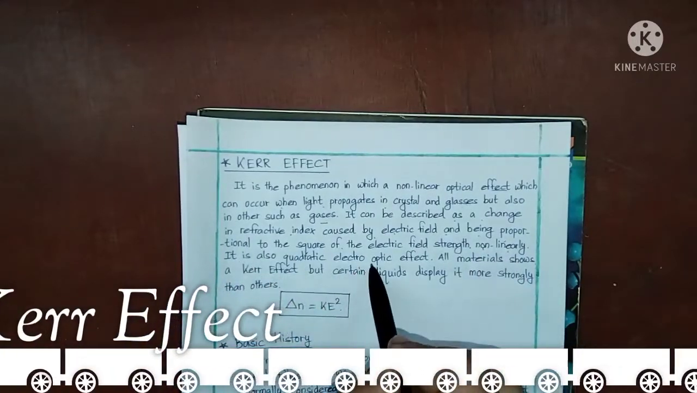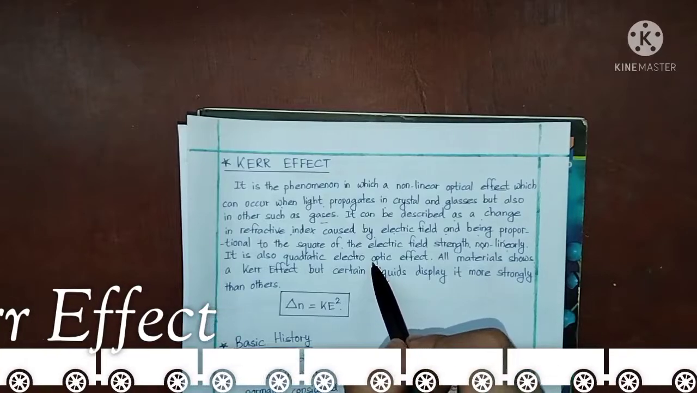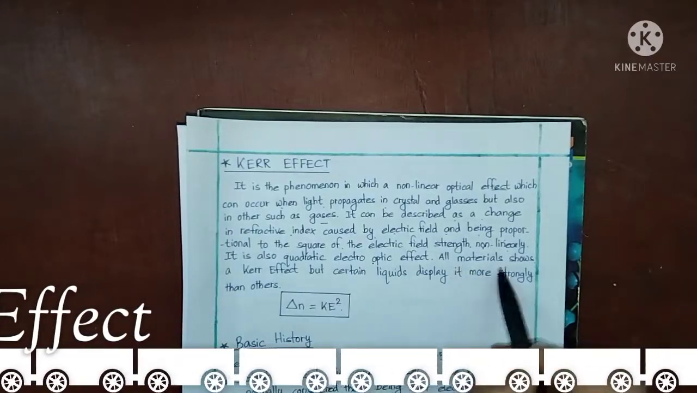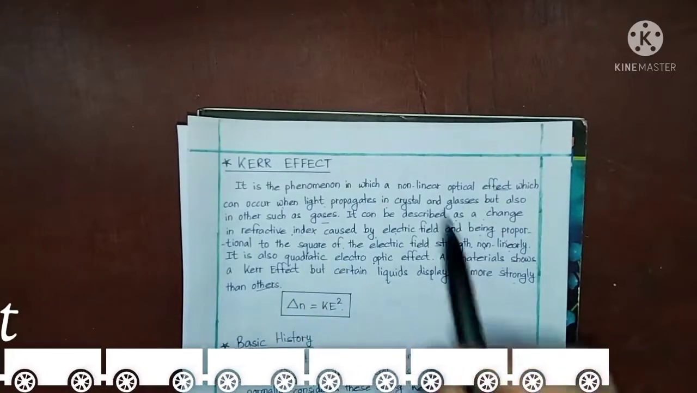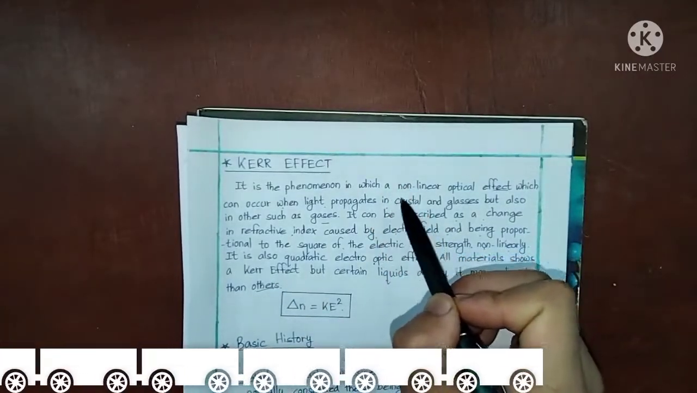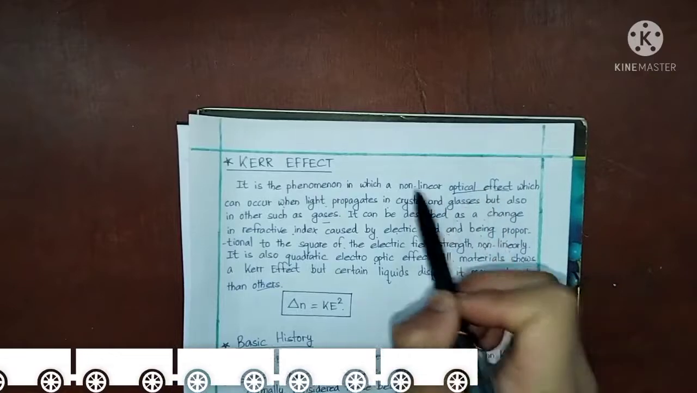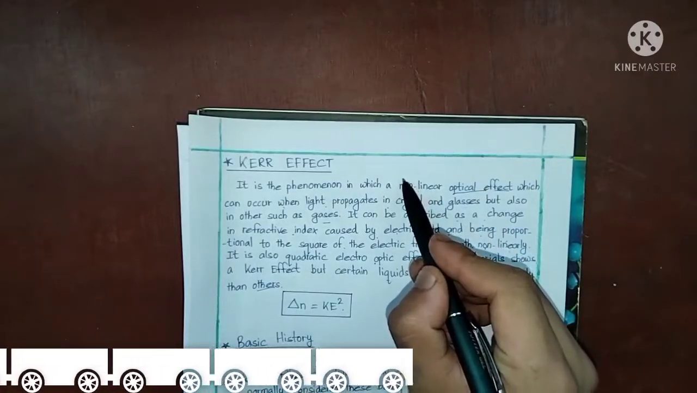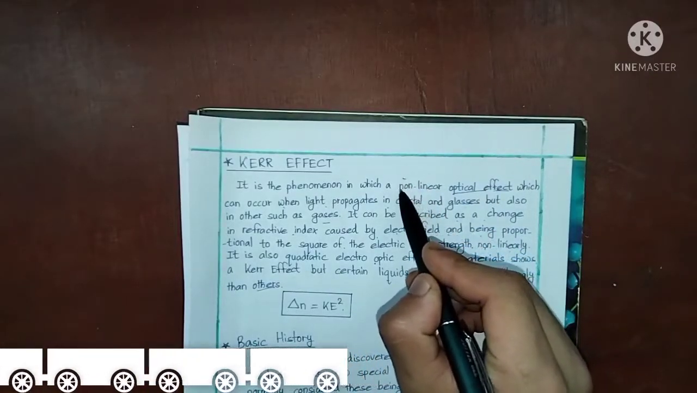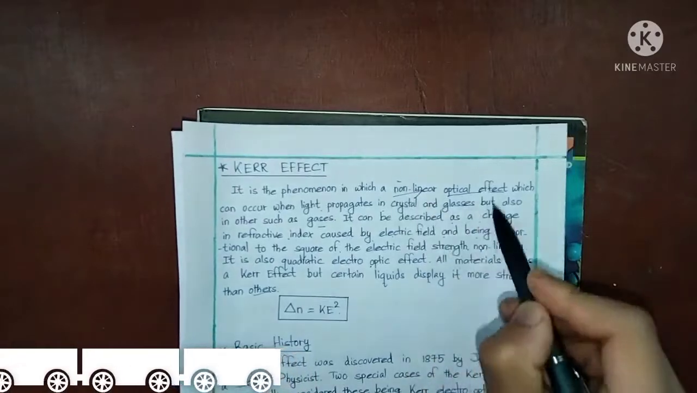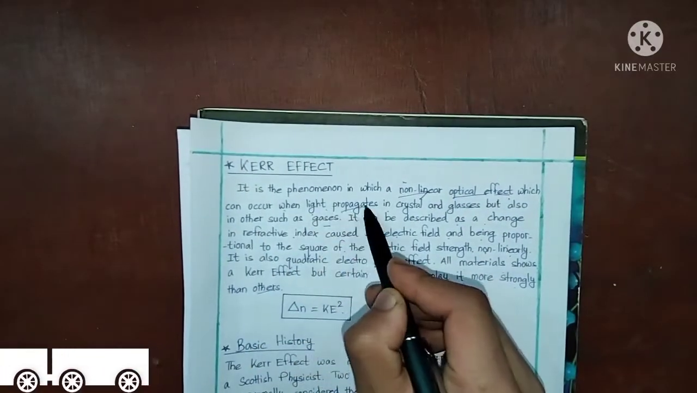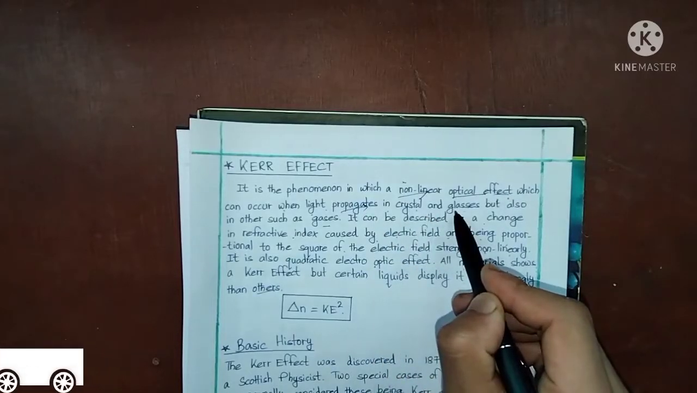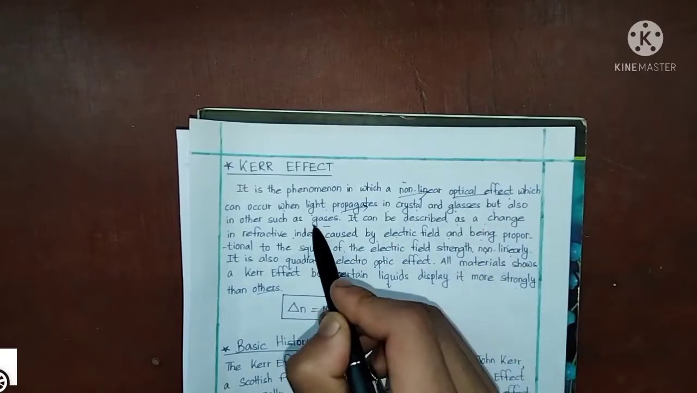It is also called the quadratic electro-optic effect. All materials show a Kerr effect, but certain liquids display it more strongly than others. That means it is a non-linear optical effect, meaning input is not directly proportional to output. It occurs when light passes through a crystal or glass, or in some cases gases too.